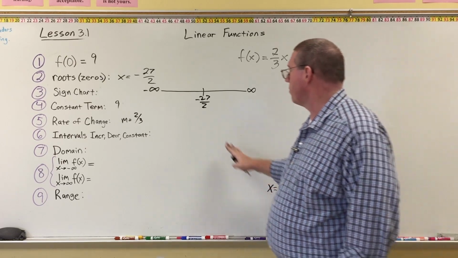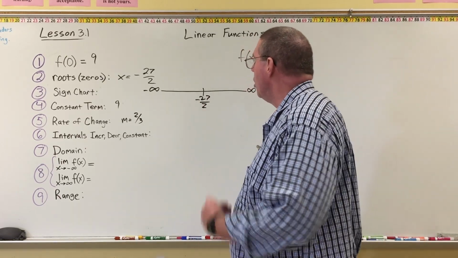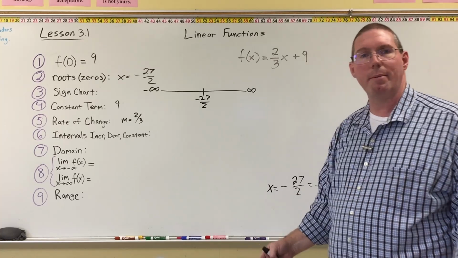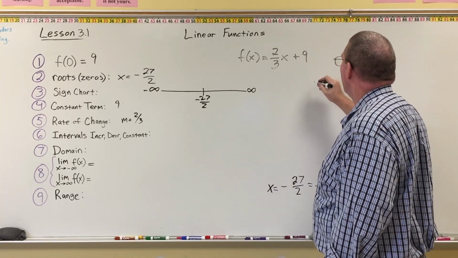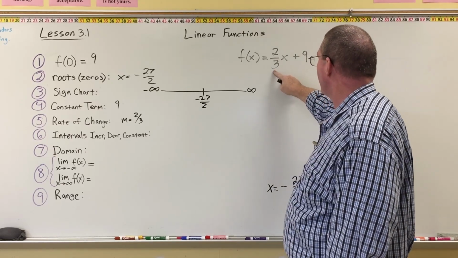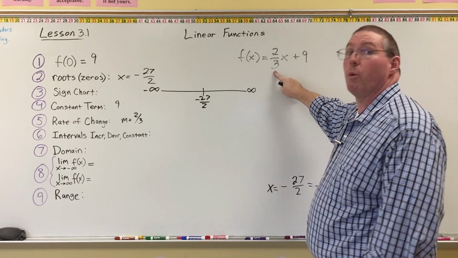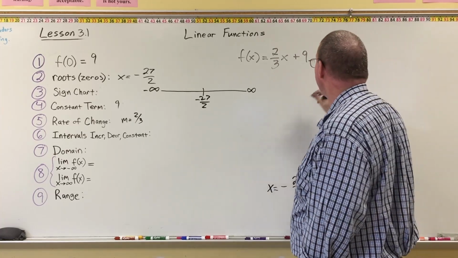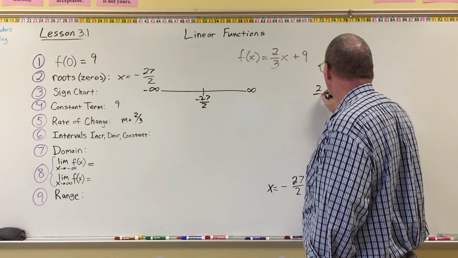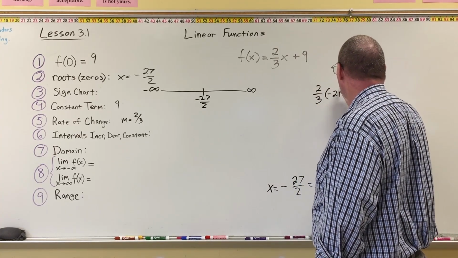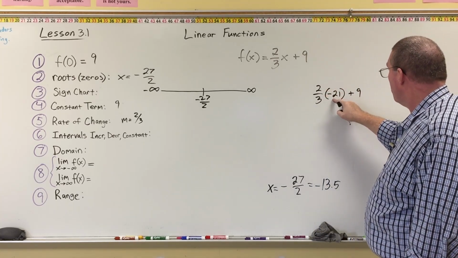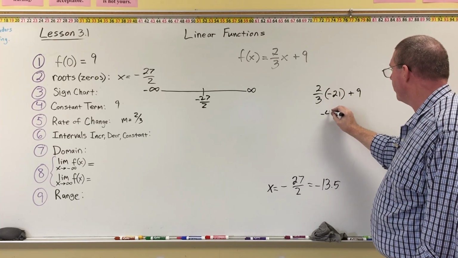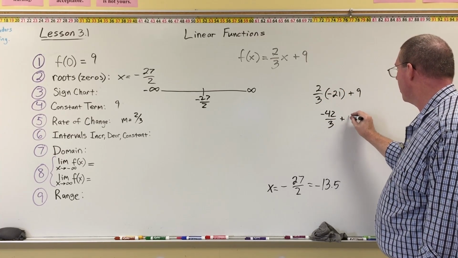So if we're going to plug in something smaller than negative 13, we've got to pick something less than that. So how about maybe negative 20, okay? So let's put negative 20 in here. Actually, I want something divisible by 3. How about negative 21? Let's do negative 21, okay? All right, so we're going to put in 2/3 times negative 21 plus 9. So negative 21 times 2 is negative 42 over 3 plus 9.